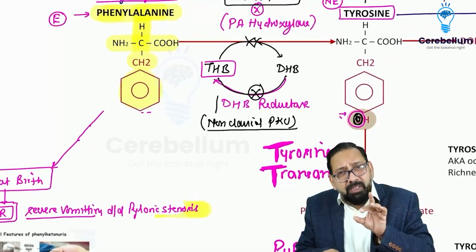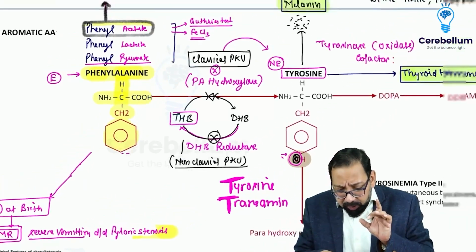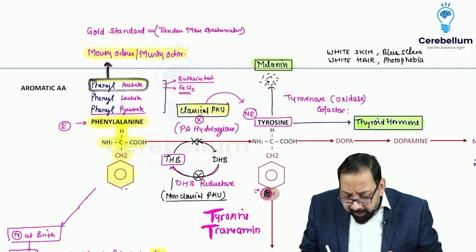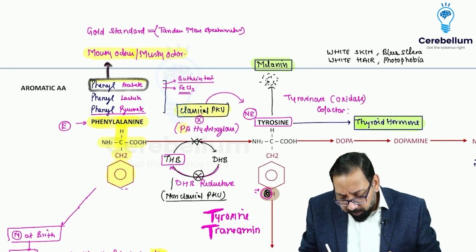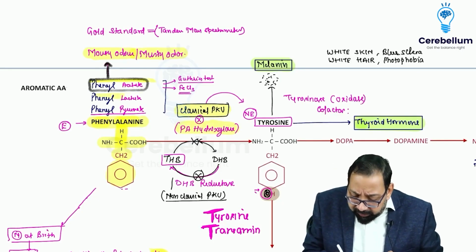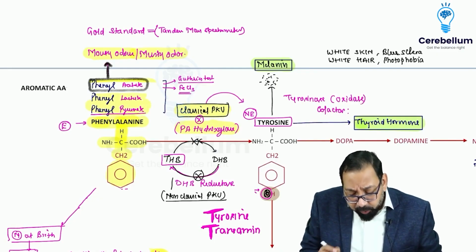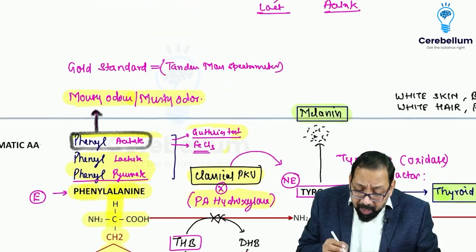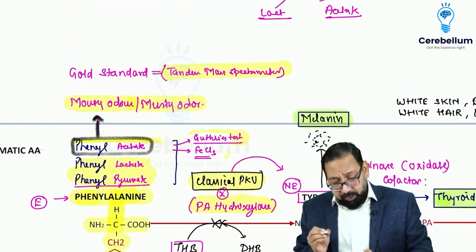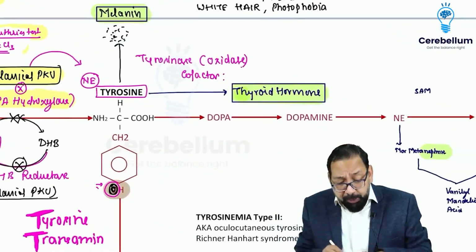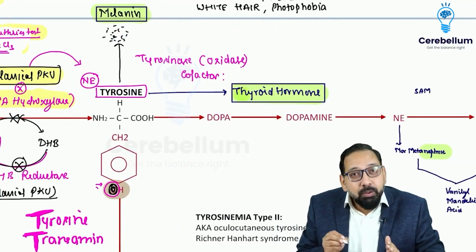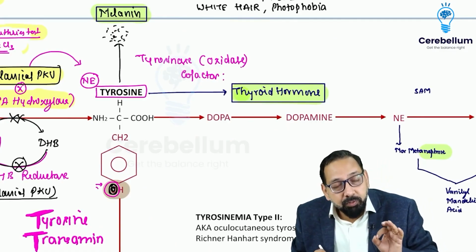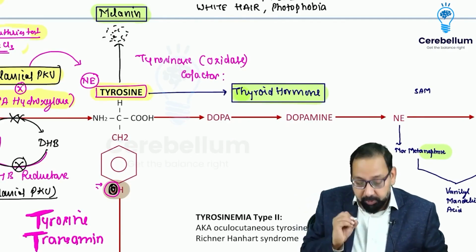So we have discussed phenylalanine and tyrosine. Normally in our body, phenylalanine is converted to tyrosine, and if this conversion is defective, it is called phenylketonuria. In these three compounds we have discussed, to check them, we know Guthrie's test and the ferric chloride test, and the gold standard is tandem mass spectrometry. Now we discuss the metabolism of tyrosine. Tyrosine is normally converted to thyroid hormone. A question is asked: the precursor of thyroid hormone is tyrosine.